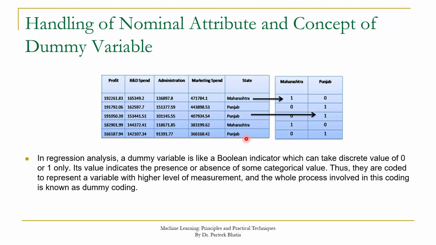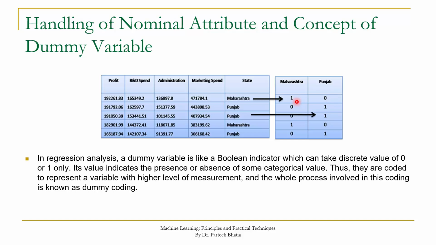The solution to this problem is to create a column for each unique value of the nominal attribute. Here, our nominal attribute state has two unique values. One is Maharashtra and another is Punjab. The solution is to create two columns for these unique values. So we are creating a column for Maharashtra. We are creating another column for Punjab. If we have a value of state as Maharashtra, then we will put 1 in the column corresponding to that particular state, while we put 0 in all other columns.